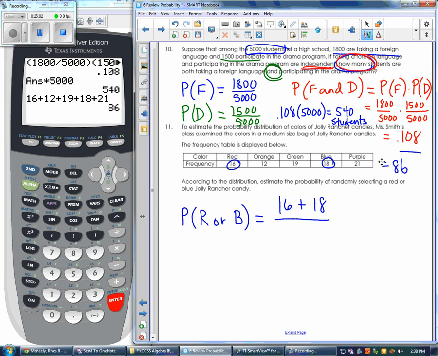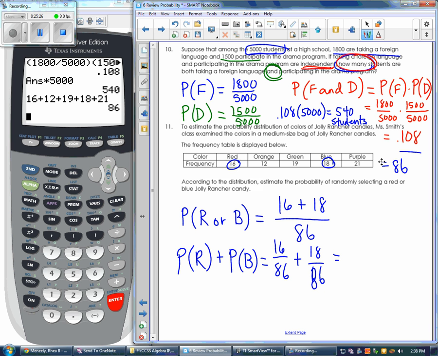And so if I want to find the probability of selecting a red or a blue, I would simply divide that by 86. You could also simply find the probability of red plus the probability of blue. The probability of red would be 16 out of 86. The probability of blue would be 18 out of 86. If you remember your rules for adding fractions, as long as you have a common denominator, you can add the numerators together. And so 16 plus 18 is going to give you 34, I think, out of 86, and that reduces to 0.395.